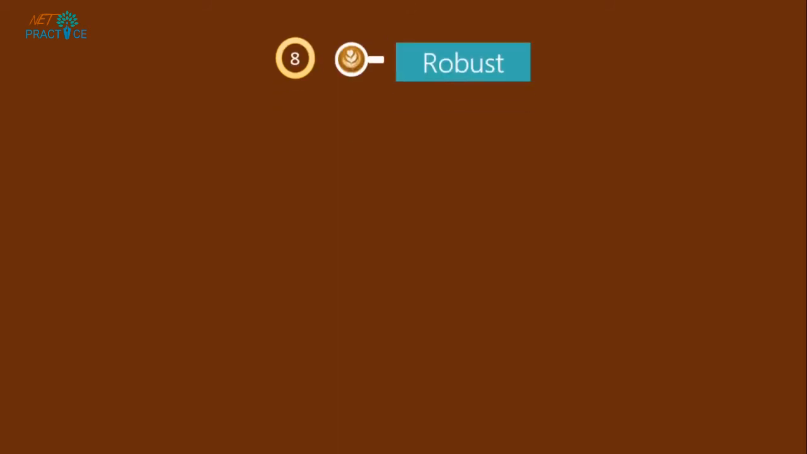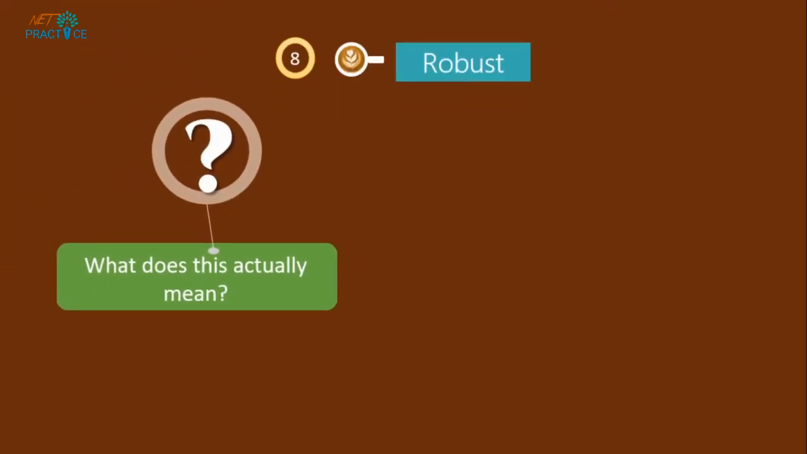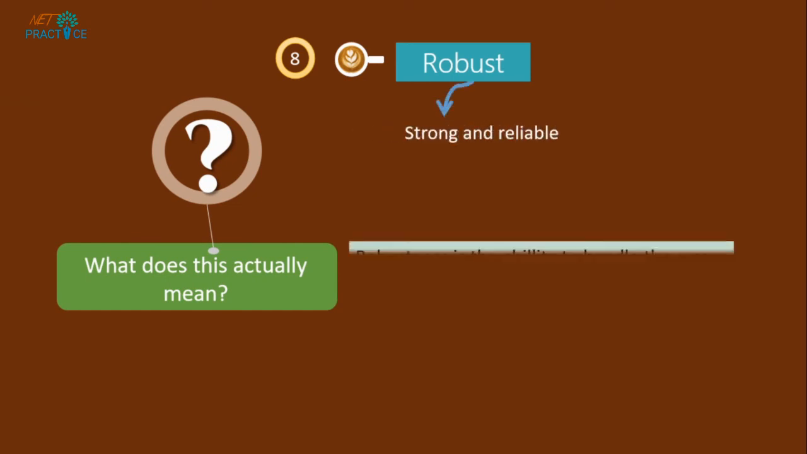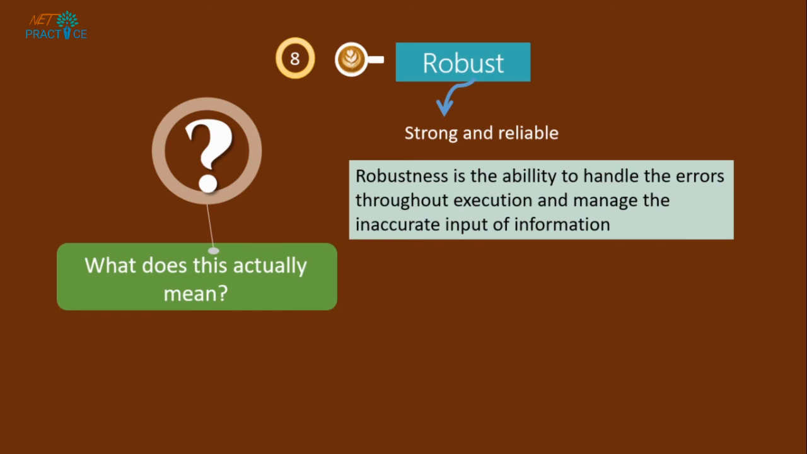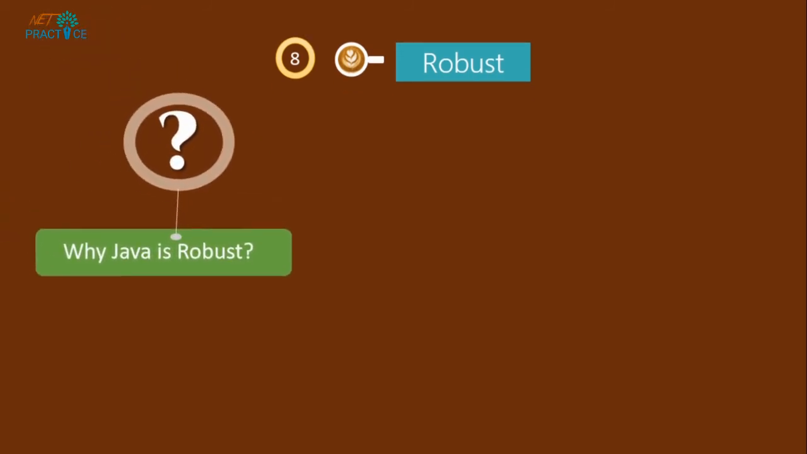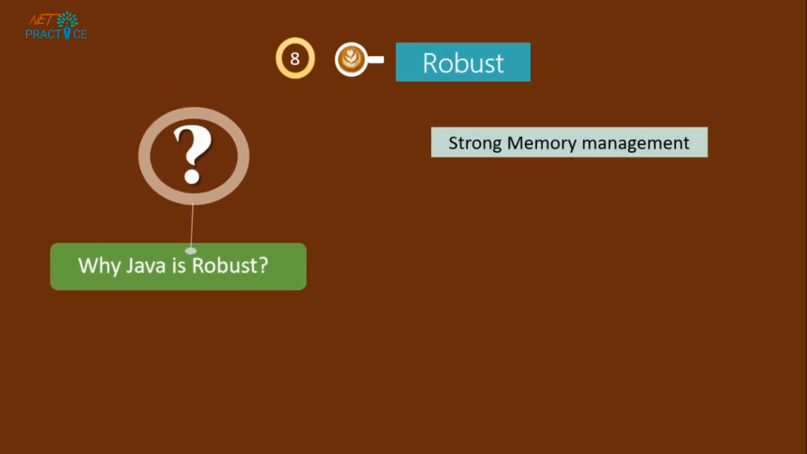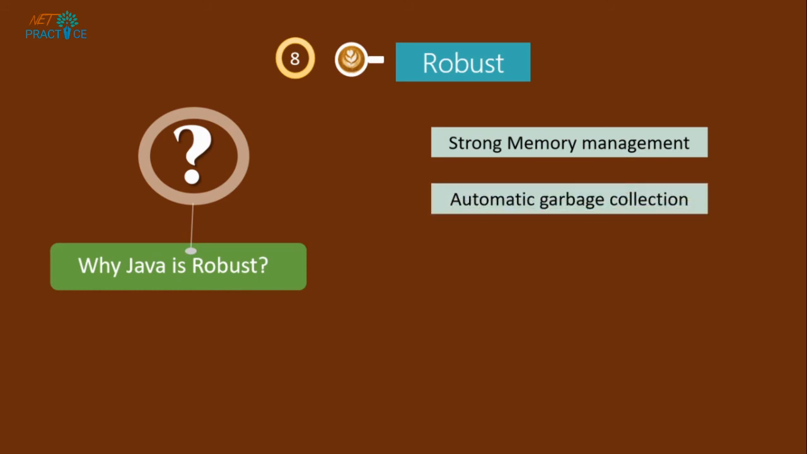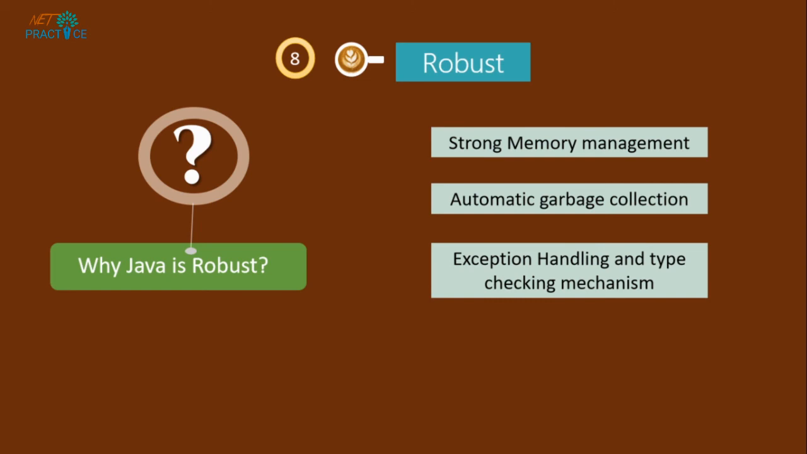Okay. Next, Java is robust. What do you mean by robust? Robust means strong and reliable. So your program should handle errors throughout the execution and manage inaccurate input of information. So why is Java robust? Because of strong memory management, and it manages memory by an automatic garbage collector. It eliminates the objects which are not needed, and it has exception handling and type checking mechanisms. By this, Java became robust, or strong.